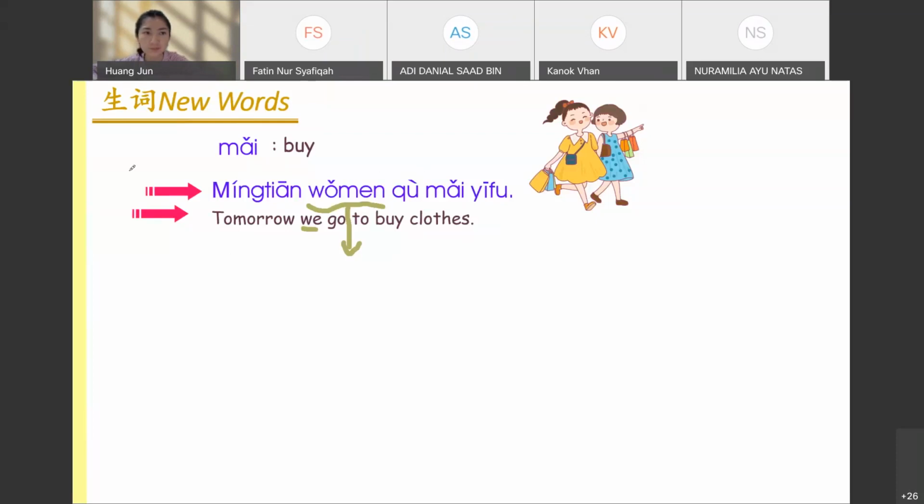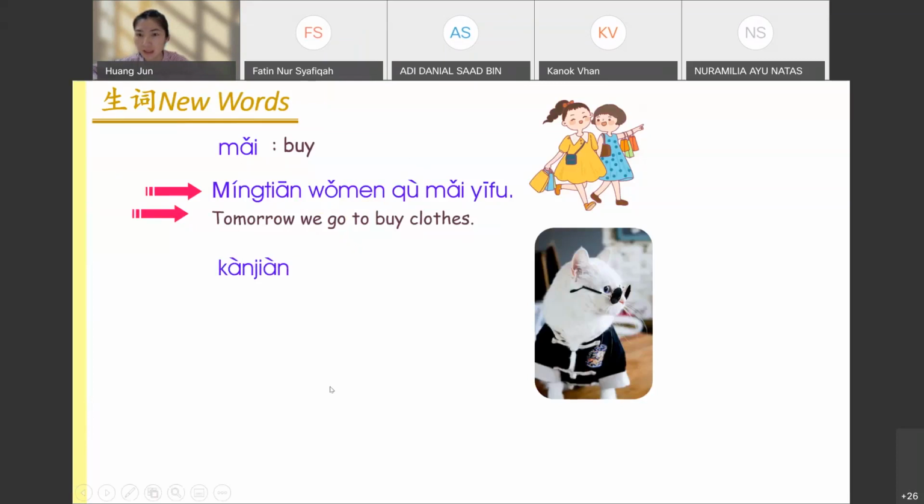Then this word 看见 means see. So the sentence over here, 你看见我的猫了吗? It's a question sentence here. Can you tell me which one is the question word for the sentence? 你看见我的猫了吗? Which one is the question word here?